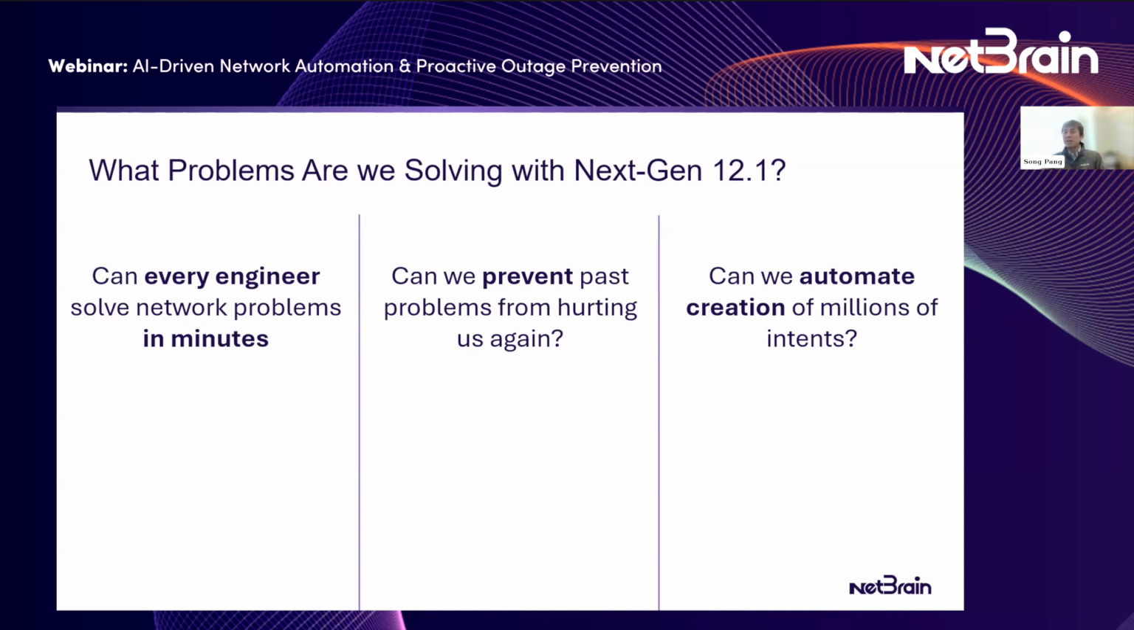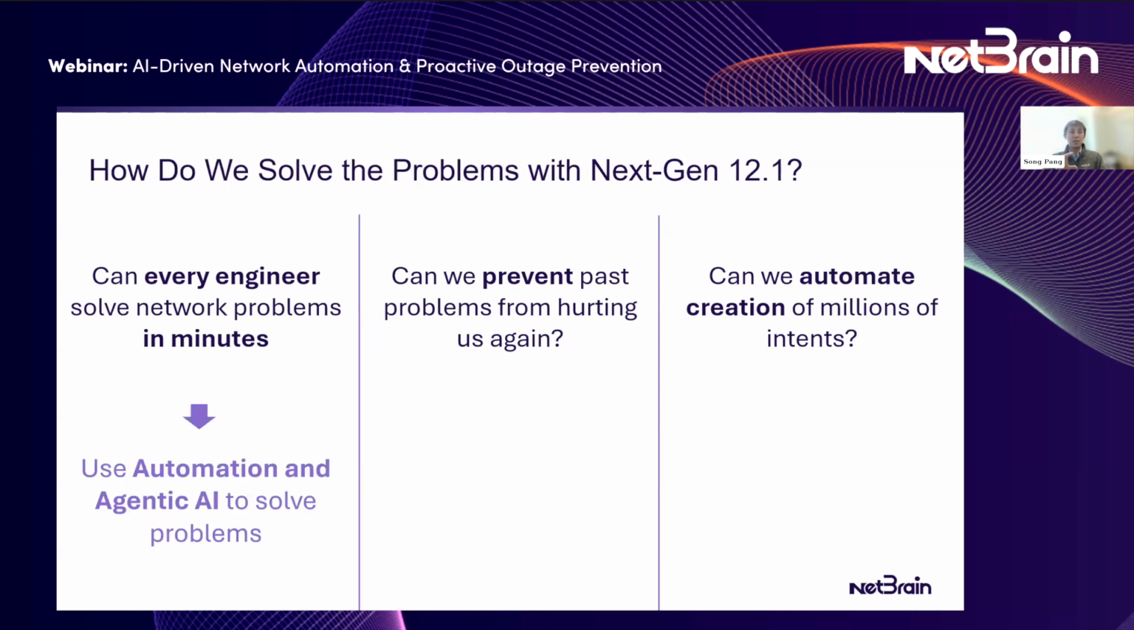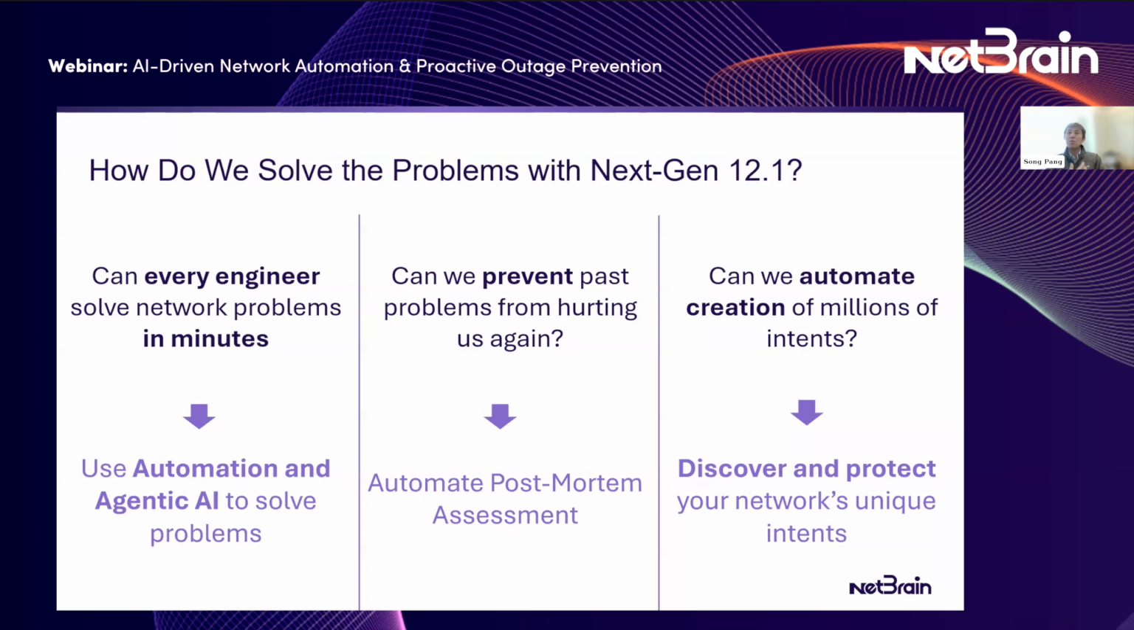Today in the webinar, we want to answer these three questions. First, how do we use automation and agentic AI to solve problems in minutes? Second, we're going to show you how we can automate post-mortem assessment to prevent past problems from coming back and hurting us again. Third, we're going to debut a big upgrade of our powerful discovery engine to discover not only the devices, topology, and path of your network, but also your network's unique intents, and protect them. So we're very excited.